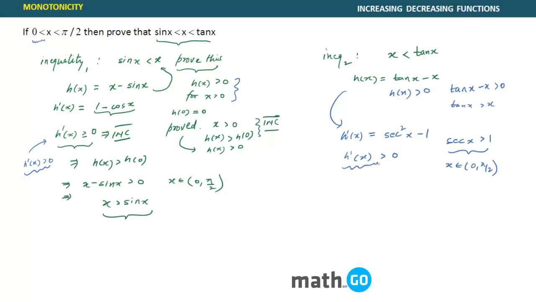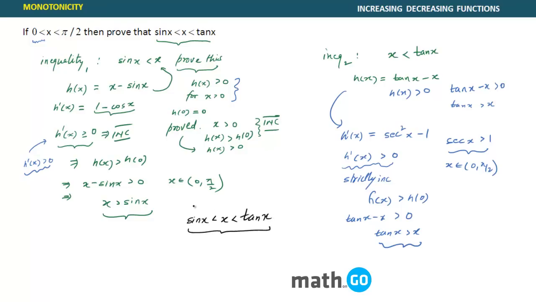So this says that it's a strictly increasing graph. If strictly increasing, then I can say that h x will always be greater than h 0, which gives you 10x minus x greater than 0, which in return tells you tan x is greater than x. So here it says that tan x is greater than x. Here it was x is greater than sin x. So if you combine all of them, you will get the relation that sin x is the smallest, then x, and then tan x, right? So remember this stuff, please.